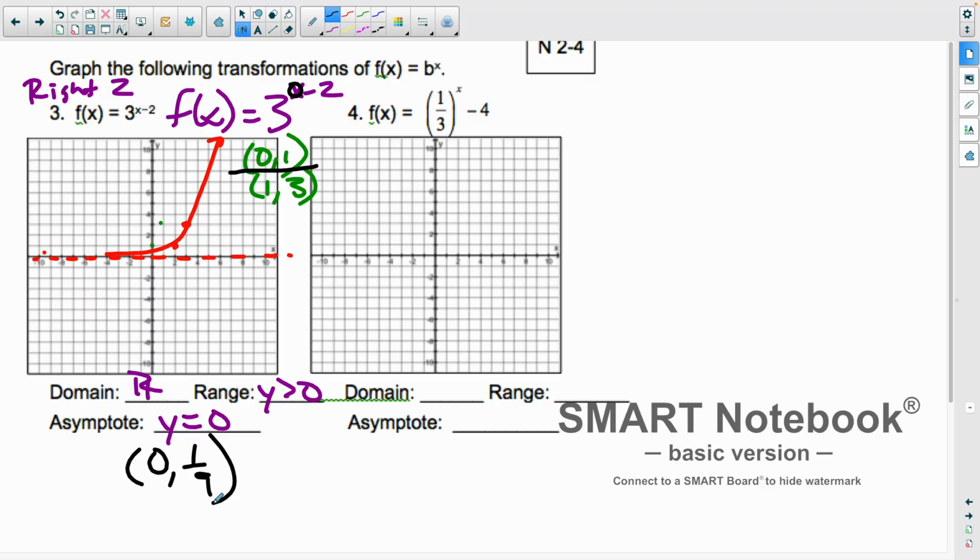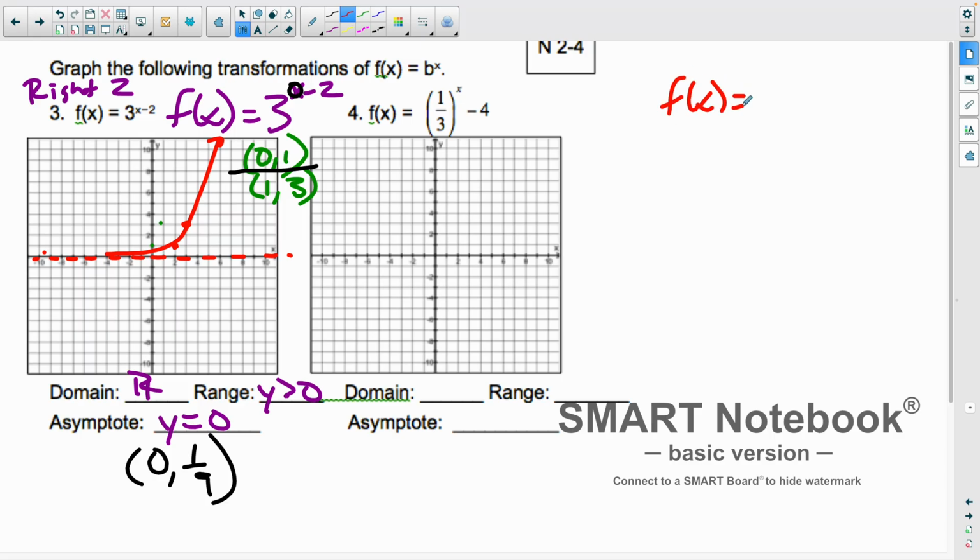Everybody okay with how I got that? I hadn't done that in the other ones because it was always 0, 1. I hadn't moved it yet. Okay? So I plugged 0 in so I could find my y-intercept. All right, let's go to the next one.